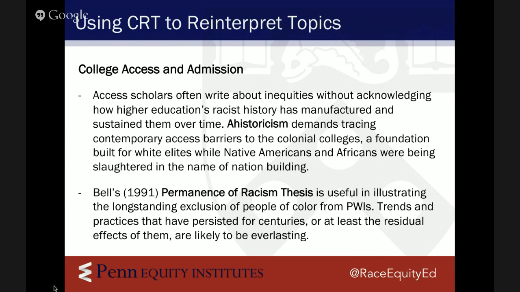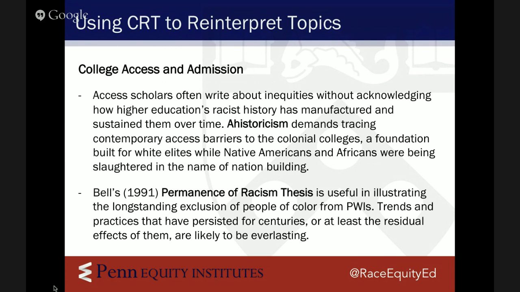Another tool in CRT is Derek Bell's Permanence of Racism thesis. Derek Bell, as Lori mentioned, Gloria Ladson-Billings also has suggested that racism is normal, it's endemic, it's all around us. Bell, in his 1991 piece, also said that it's permanent. We now have enough confirmatory evidence across the lifespan of the United States of America to absolutely, undeniably confirm for us that we are stuck with racism, that it is permanent, it has always been a part of our country, we're never going to get rid of it.